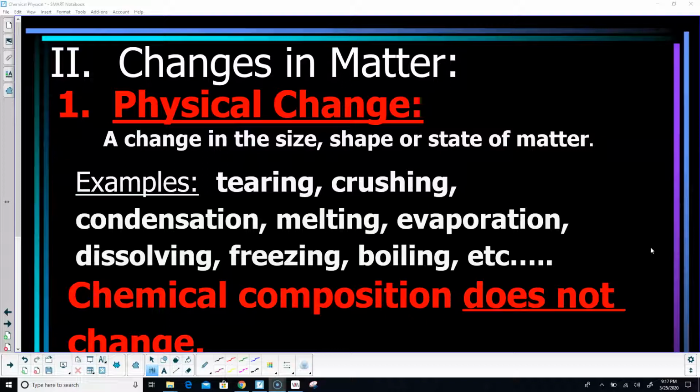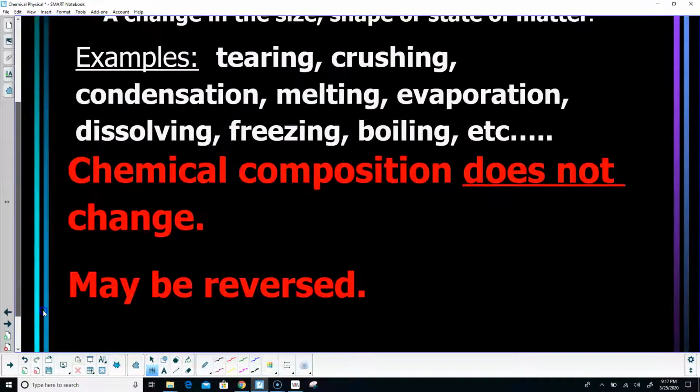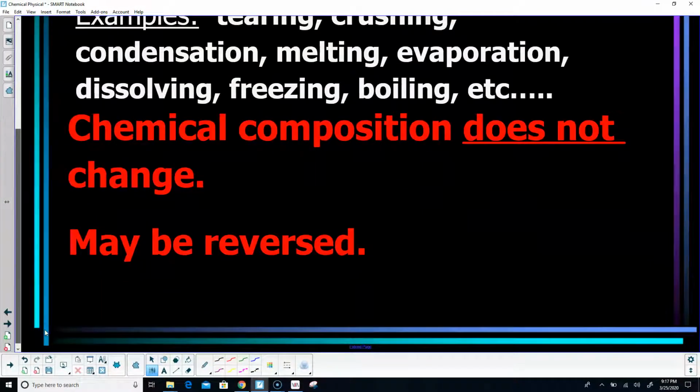All these next things, crushing, or excuse me, condensation, melting, evaporation, dissolving, freezing, boiling, all of those things are changes in state or phase changes. It's important to note that the chemical composition, like I said, does not change. It's still the same substance, and it's usually going to be reversible. And when I say reversible, that means that I can undo it easily.